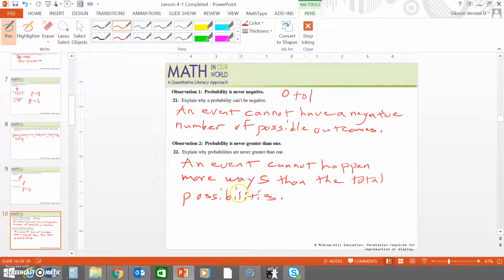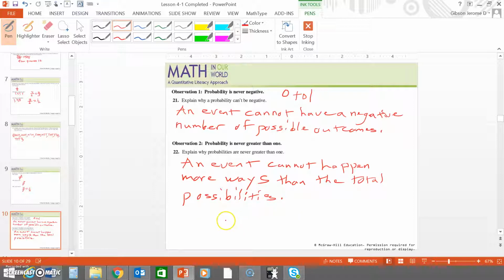So, for instance, when we were doing the problem with the coin, we know that we only had 2 possibilities, heads and tails, and that's all that it would be. So you're either going to get a head or tail. You're not going to get anything else. So that's why it's 1. 1 is the most that it can have.